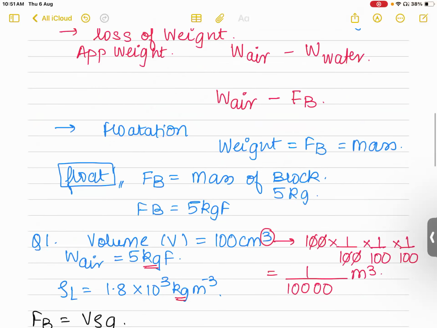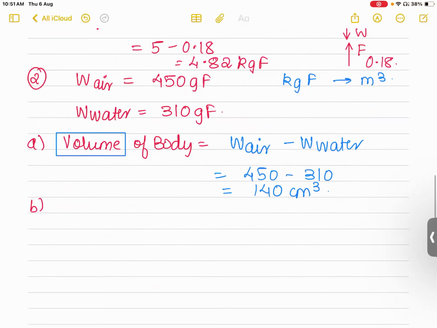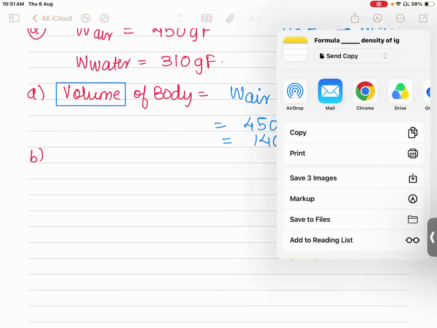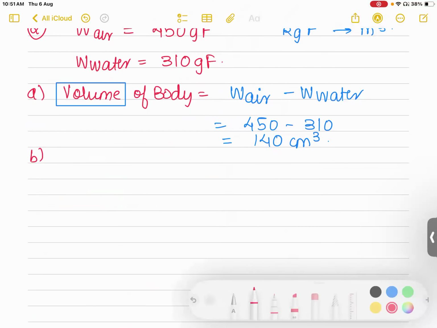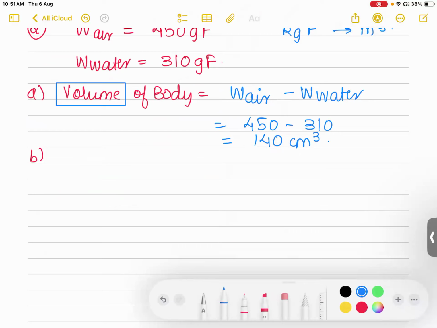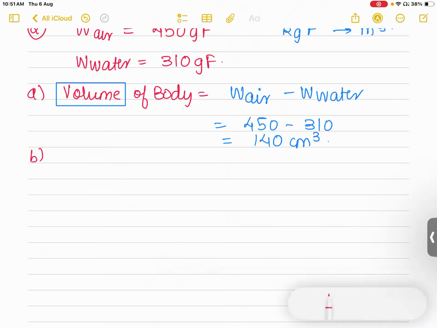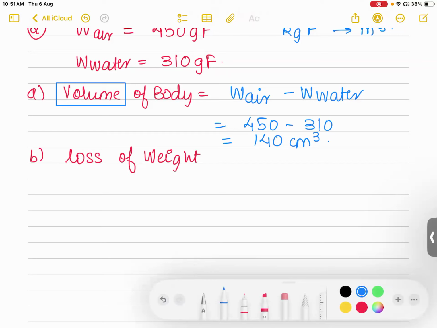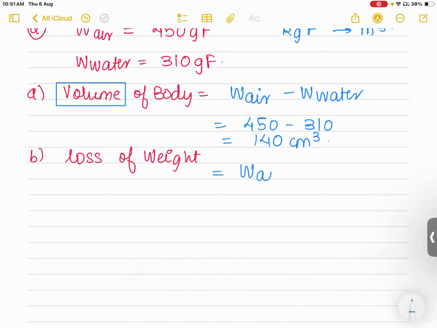So loss in weight. We all know how to solve loss in weight. For calculating the loss in weight, I will straight away write here: loss of weight means how much is the difference in weight. Loss in weight is basically equal to weight in air minus weight in water, which would be the same 140.